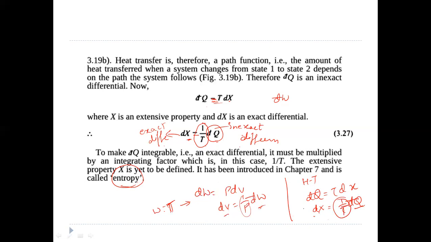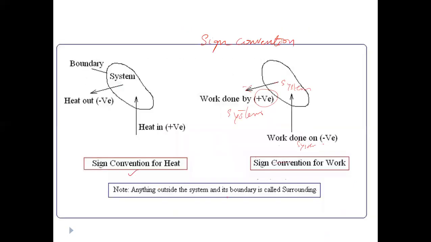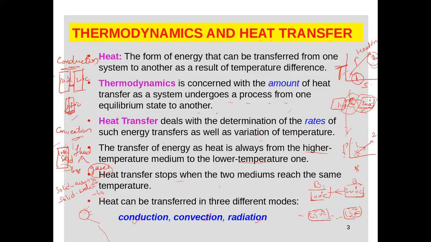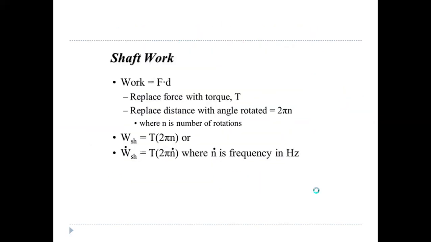So in this class, we have studied about heat transfer, which is defined as a path function, and the sign convention for the heat transfer, and what the area under the heat transfer T-S diagram represents, and what the area under the P-V diagram represents, and different forms of work.